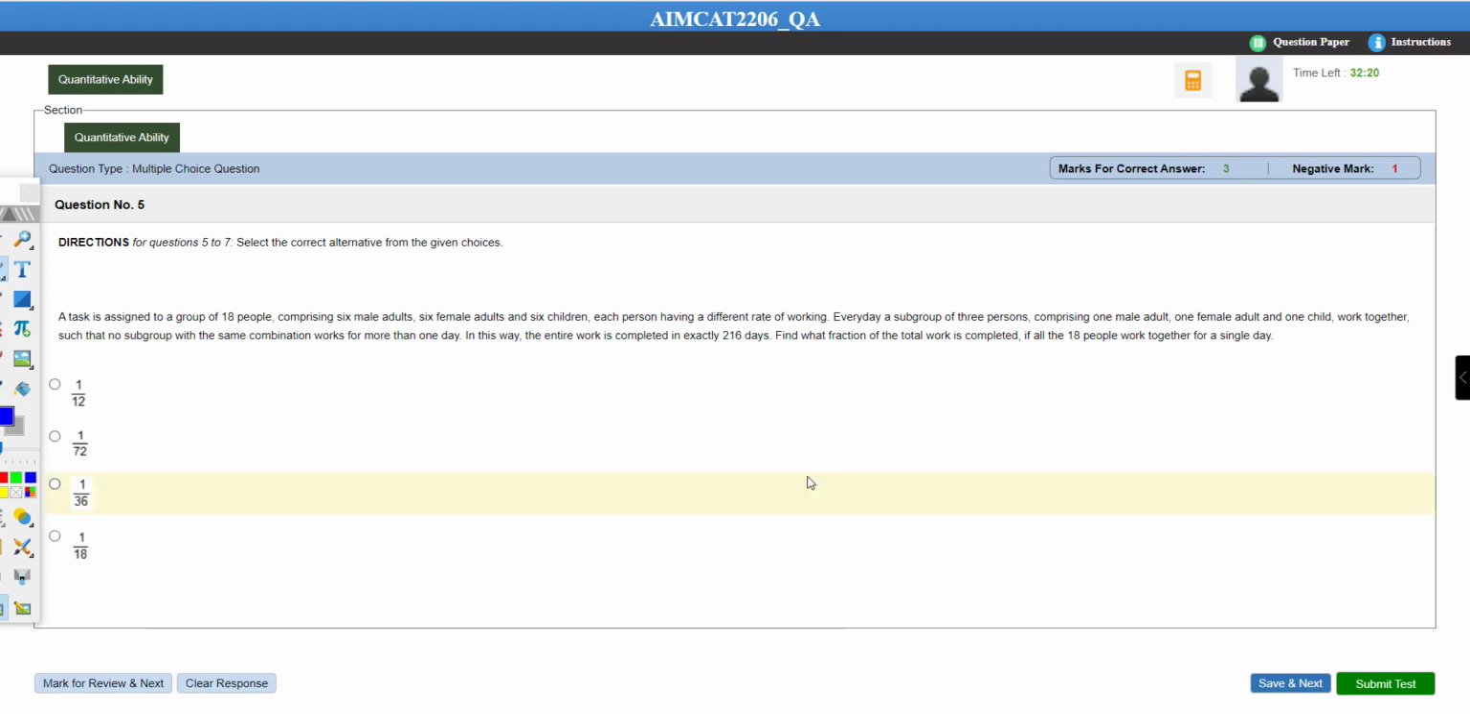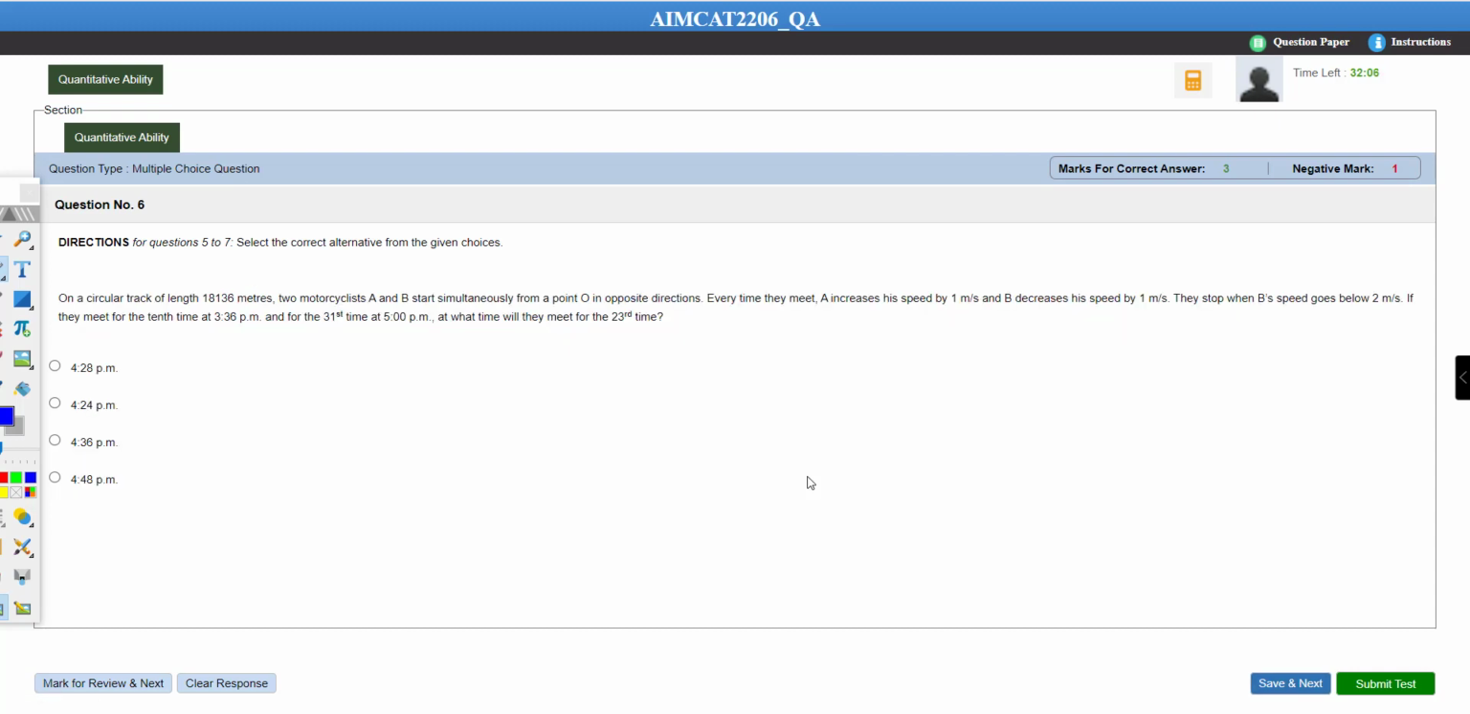After this, question number 5. A task is to be assigned to a group of 18 people, 6 male, 6 female, 6 children. This looks lengthy. It will take time to understand this question. We'll do it later on if time permits. Let's go to the next question. This also looks lengthy, so let's go to the next question. Again, this one looks lengthy, needs some extra calculation. Let's go to the next question.